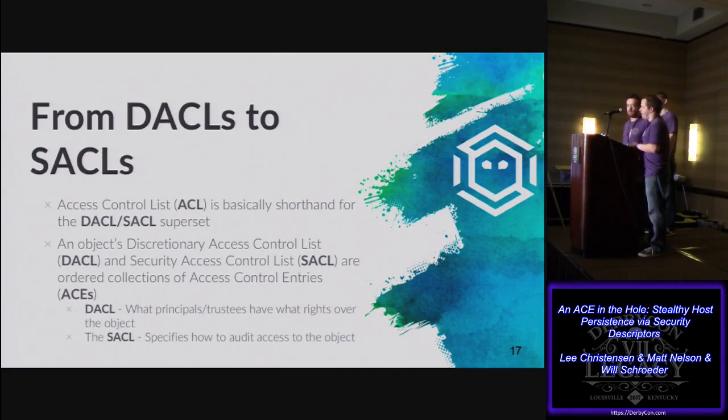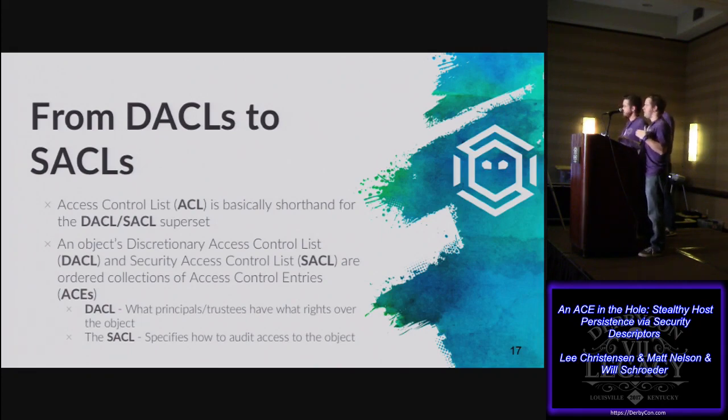So we talked a little bit about DACLs. DACLs just define what users can do to the object. So this is an ACL. All an ACL is, is a list of entries, access control entries. So they control access to an object, whereas SACLs are another type of ACL. They control auditing of that object. So you can create ACEs in a SACL that will create alerts whenever that object is accessed.